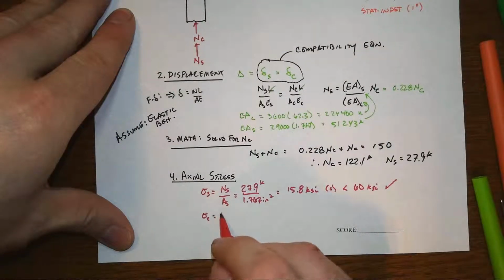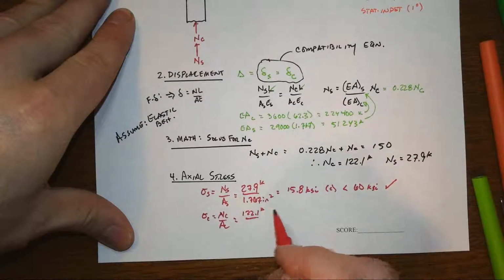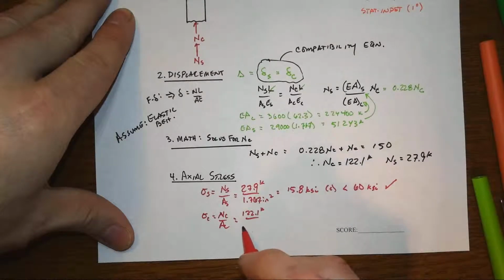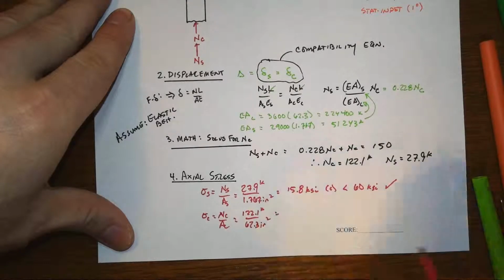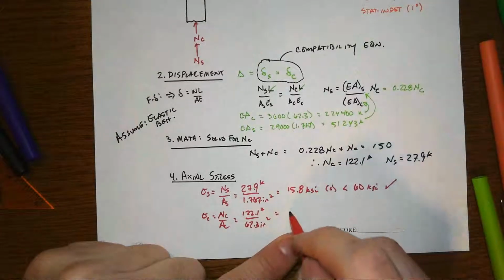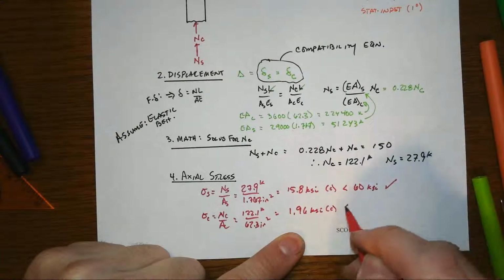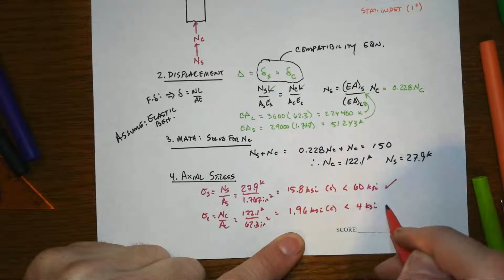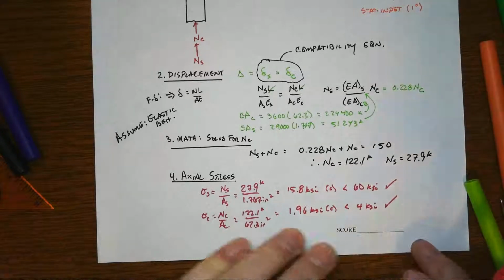Sigma of the concrete is equal to N of the concrete over the area of the concrete. That's your 122.1 kips. Wow, the concrete is what carries most of the load. That's kind of interesting to know. Divided by the area, 62.3 square inches. So that's 122.1 over 62.3. That's 1.96 ksi compression, and that is less than 4 ksi, which is given to us as the concrete strength, so that's a check mark as well.